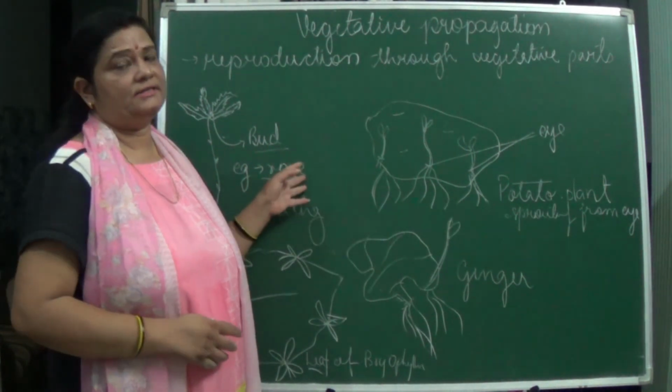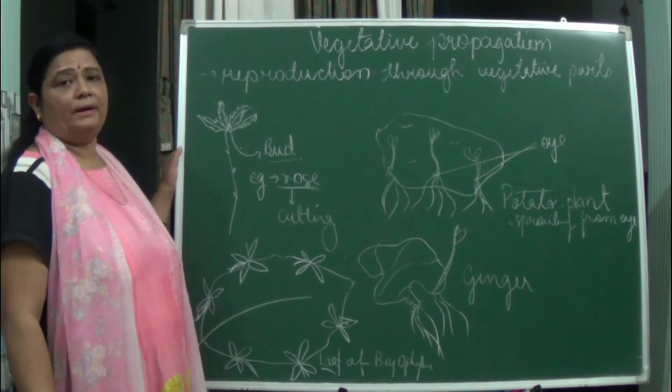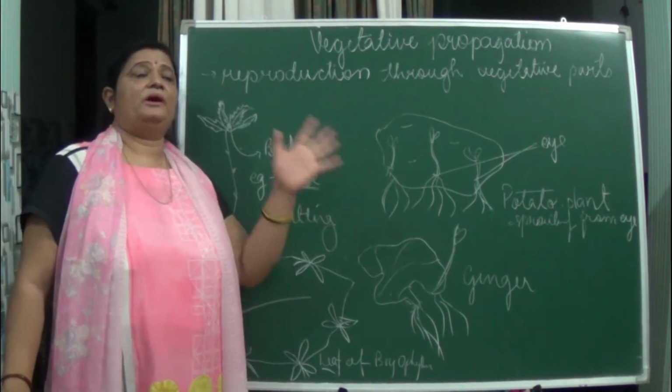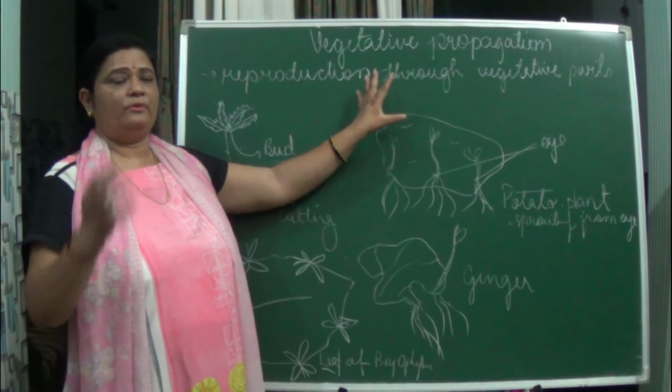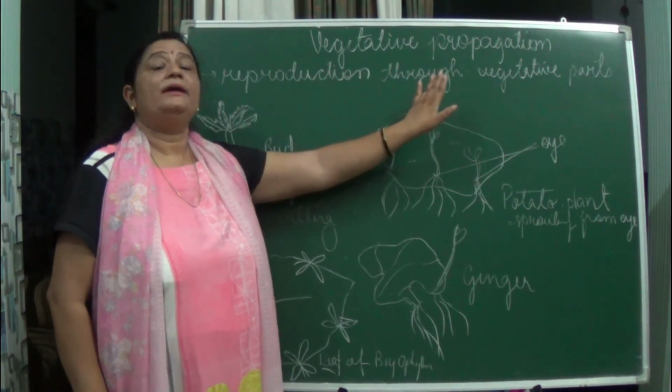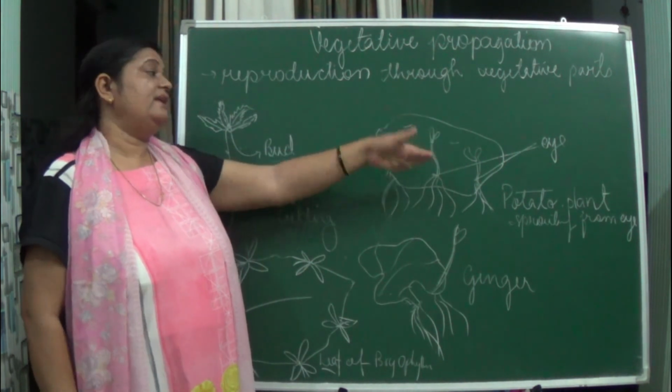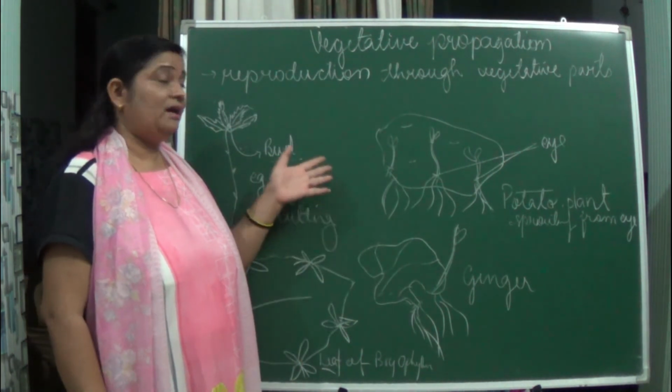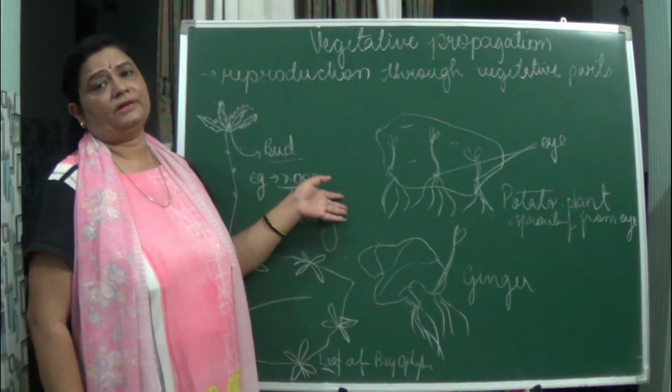So today we have studied about what? The vegetative parts, reproductive parts, and one type of reproduction, that is vegetative propagation, which is done by the vegetative parts. Okay, in the next video we will be studying about other different types of reproduction.